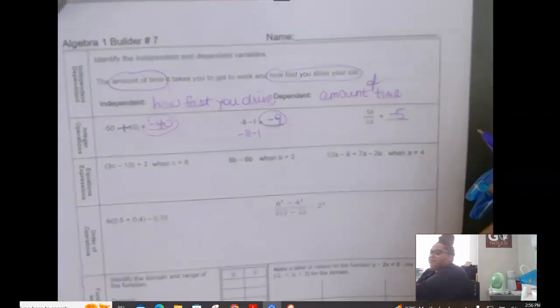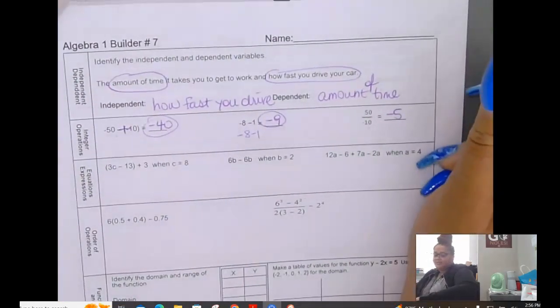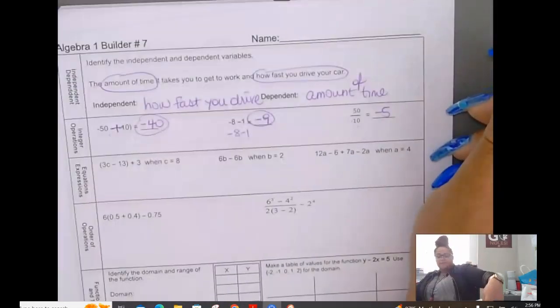Let me see if I can focus my camera. Give me a little bit of light. That doesn't make much of a difference.